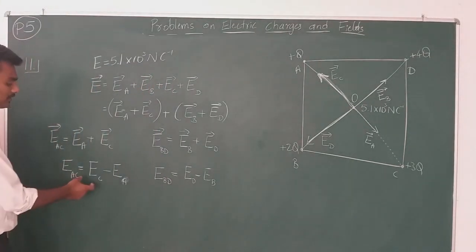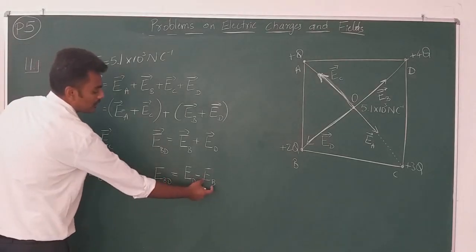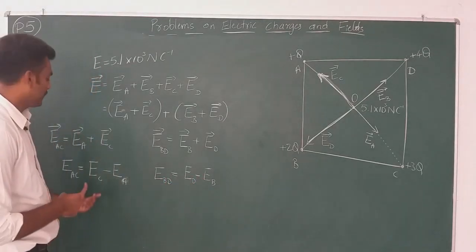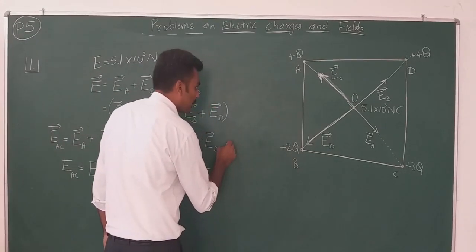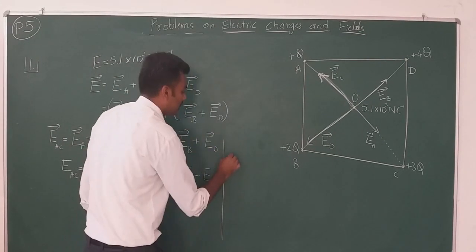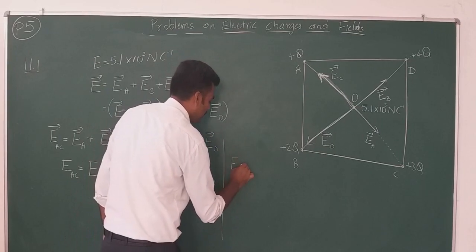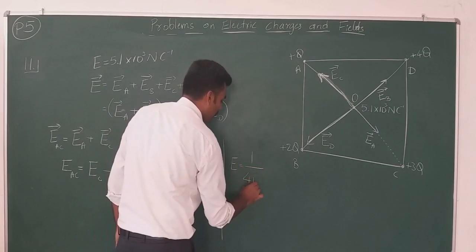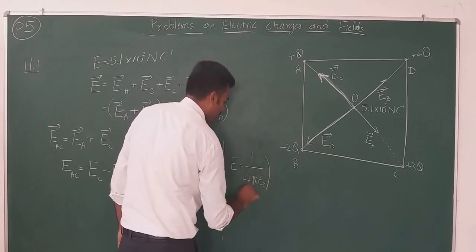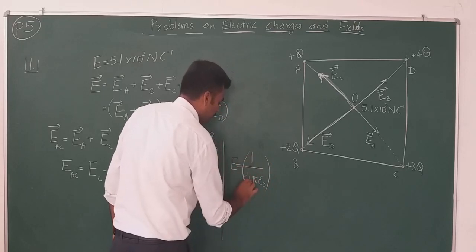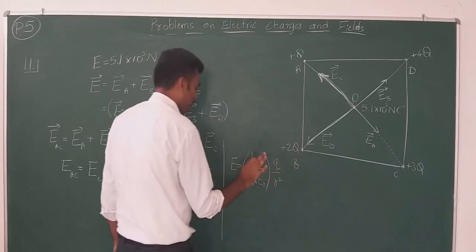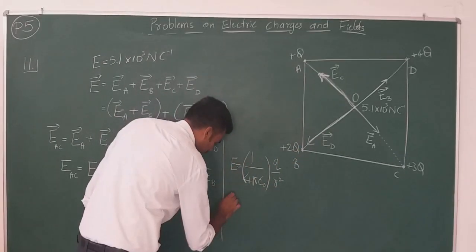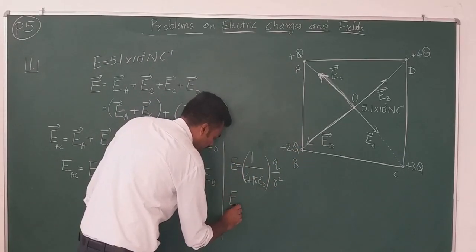Now, the next step is to find the magnitudes of EB, EA, EC and ED. Let me write the formula once. E is equal to 1 by 4 pi epsilon naught Q by R squared. The general formula must be written once because the formula carries marks.